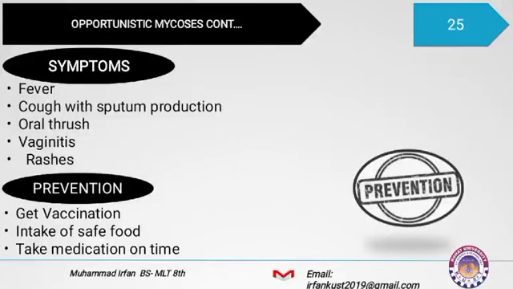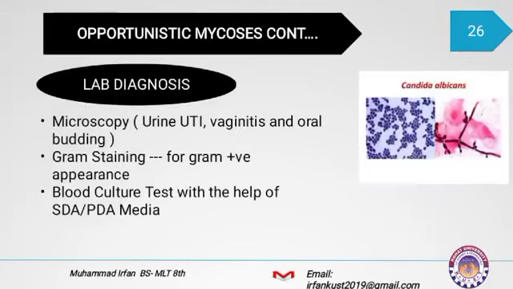Prevention. Prevention of opportunistic mycosis: get vaccination, intake of safe food, take medication on time. Lab diagnosis. Lab diagnosis of opportunistic mycosis includes microscopy, urine for UTI, vaginitis, and oral budding, gram staining showing gram positive appearance, blood culture test with the help of SDA or PDA media.